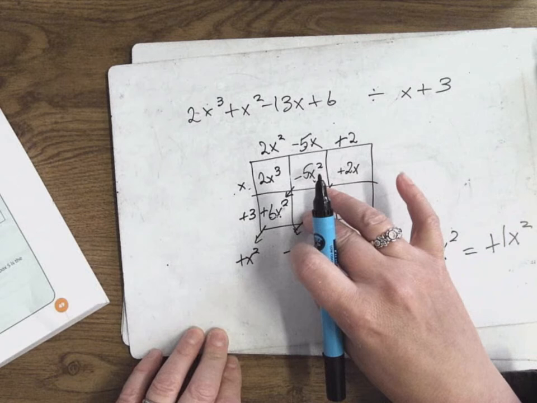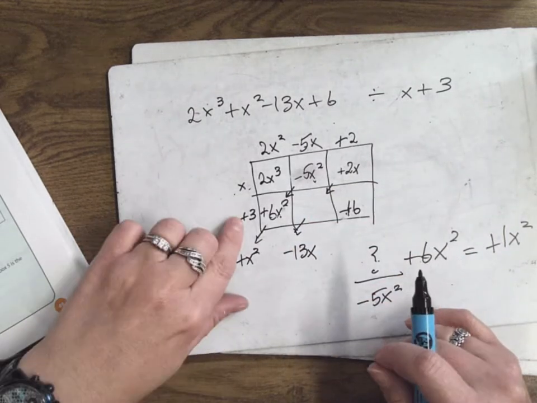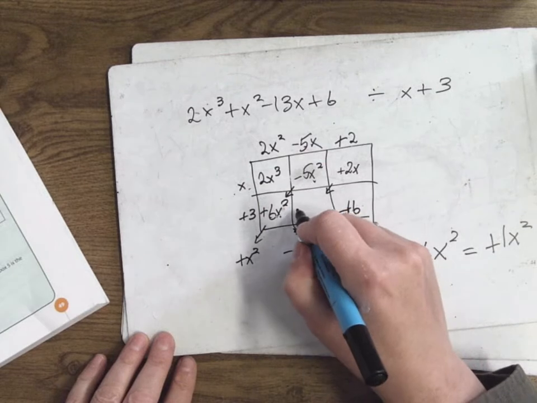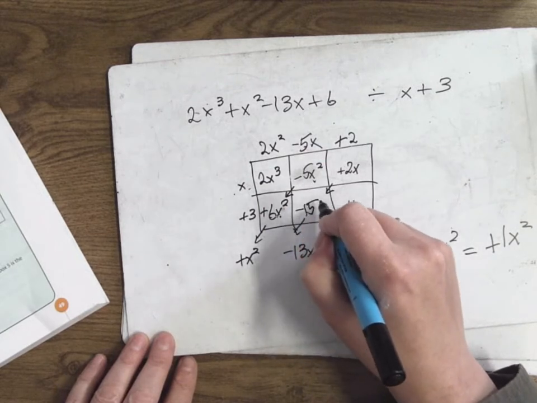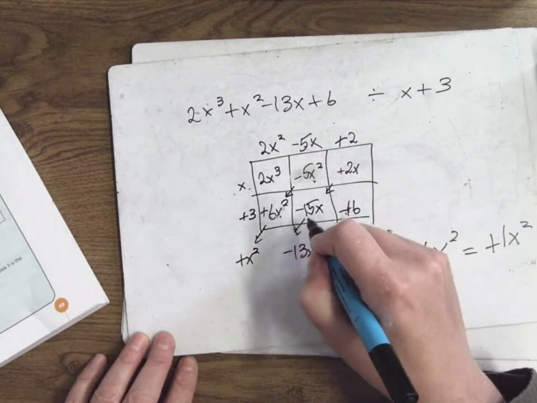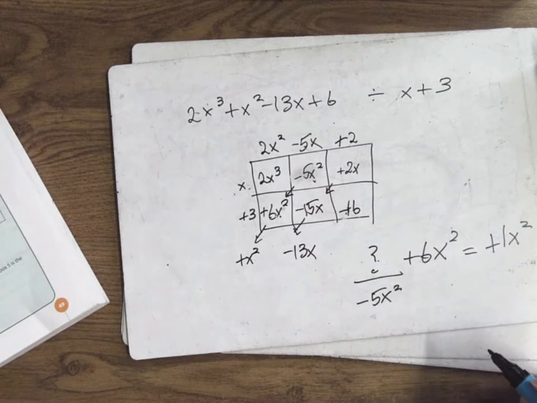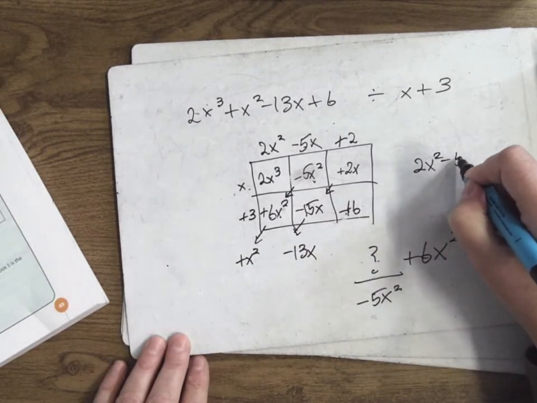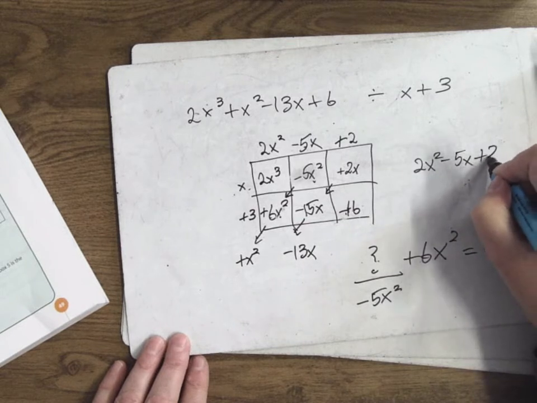What's this box for? A check. So multiply. Plus 3 by minus 5x will give me what? Minus 15x, wasn't it? And does plus 2 minus 15 give me minus 13? Yes, it does, so I know I'm right. So my answer is 2x squared minus 5x plus 2.